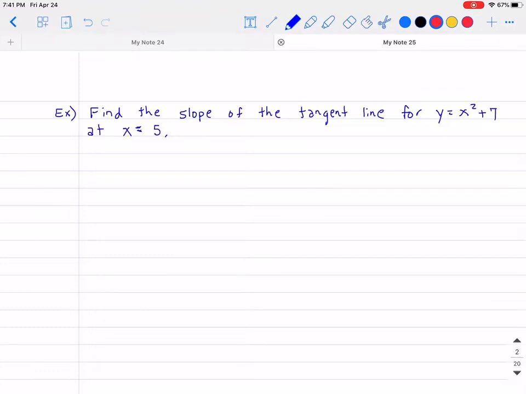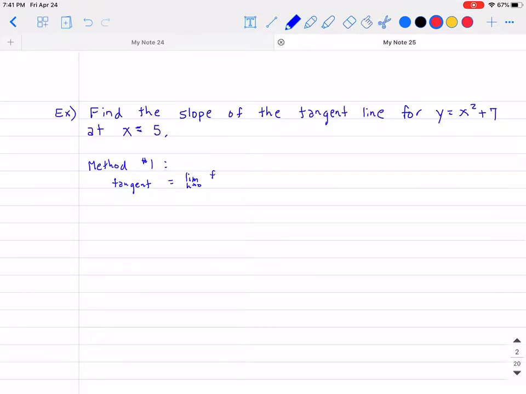Let's say for this problem right here, I want to find the slope of the tangent line for y equals x squared plus 7 at x equals 5. So I'm going to go ahead and show you both methods, and then you can choose which method you like the best, whichever one works best for you. So let's go ahead and start with method number 1.